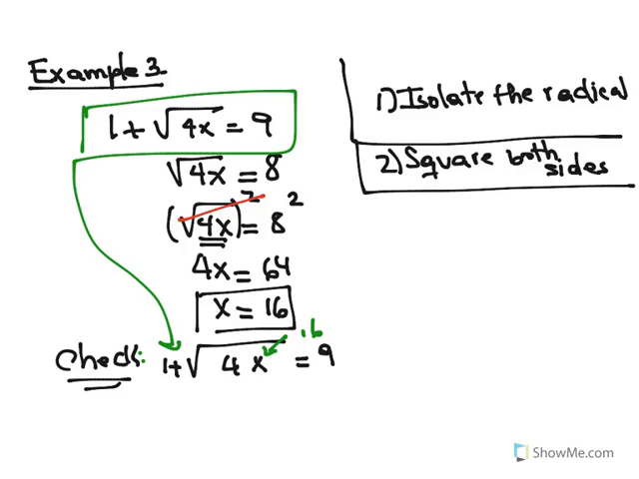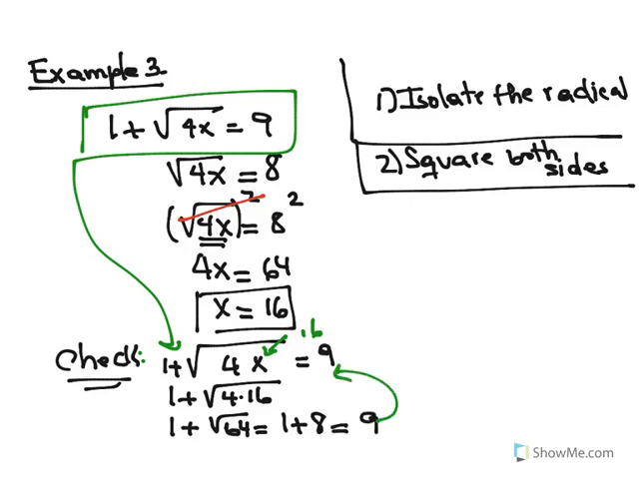So is 1 plus the square root of 4 times 16, and 4 times 16, we know that is 64, and the square root of 64 is 8, so 1 plus 8, and 1 plus 8 is 9, which is the answer I have to get. So this answer satisfies. So let's review the steps one more time.